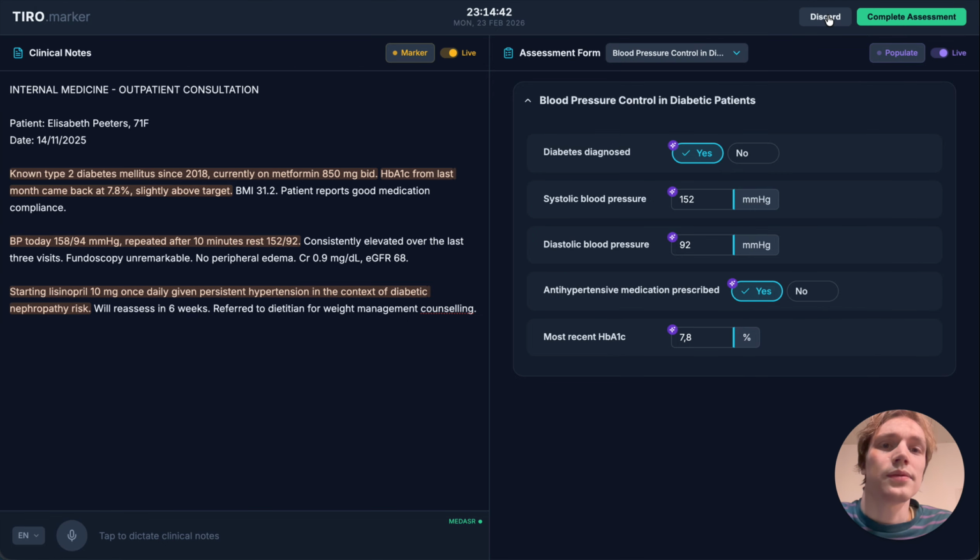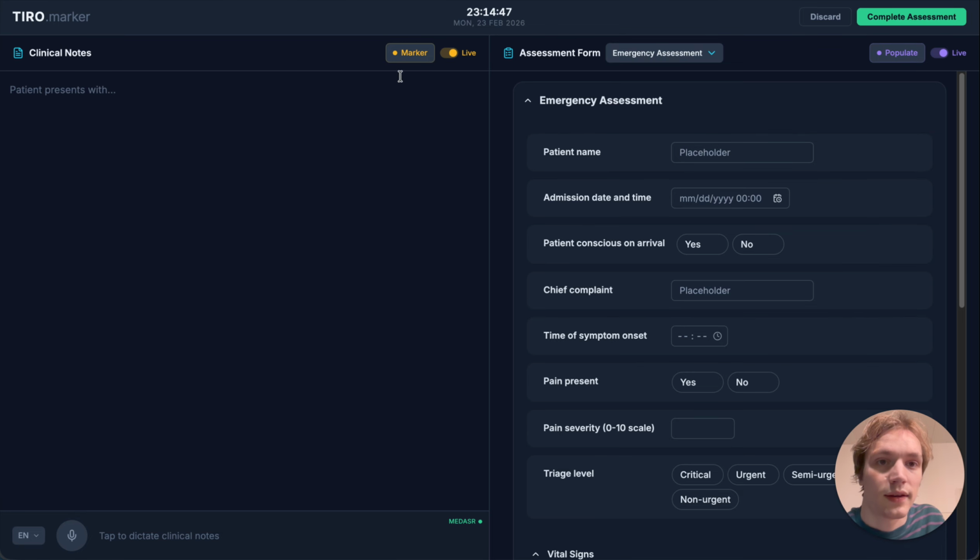For the second use case, we're going to do some live reporting. Let me switch to another questionnaire and dictate a case using the MedASR model.